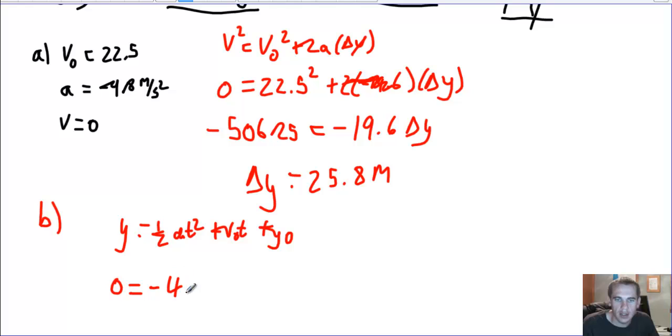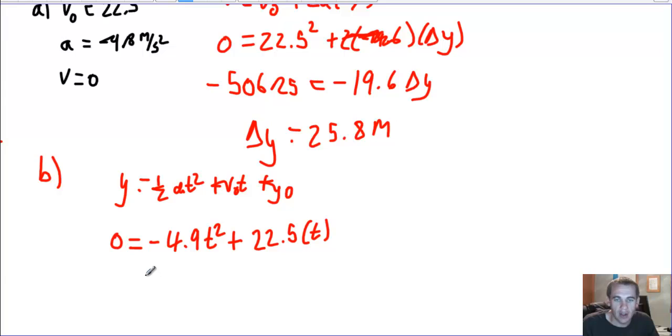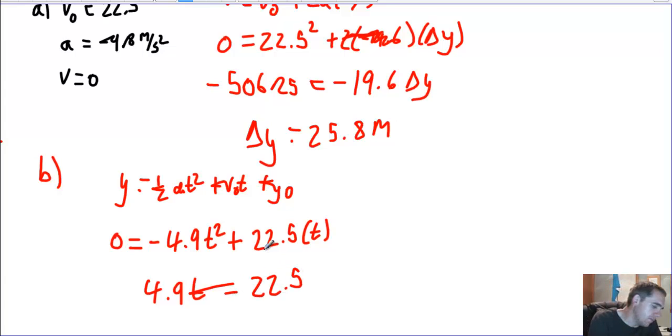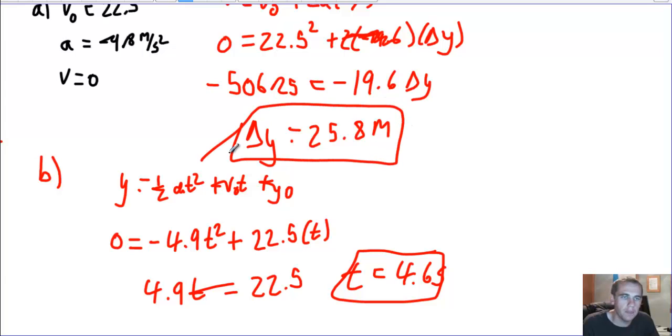I know negative 4.9, half g, t squared plus 22.5 t, and plus initial is 0, so I'm going to leave that out. Okay, so I can divide everything by t and move this over, so I get 4.9 t equals 22.5, and then all I have left to do is divide 22.5 by 4.9, and I know that the time the ball was in the air is about 4.6 seconds. Okay. So, part A, part B.